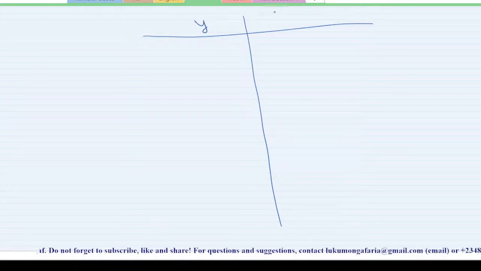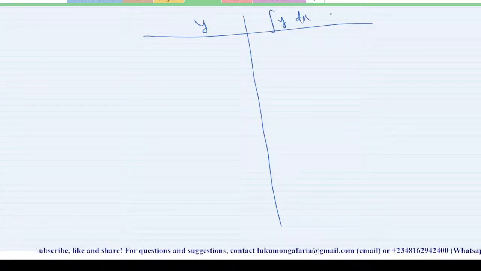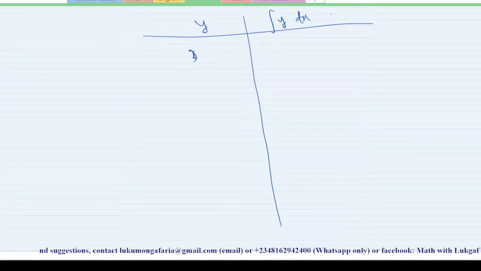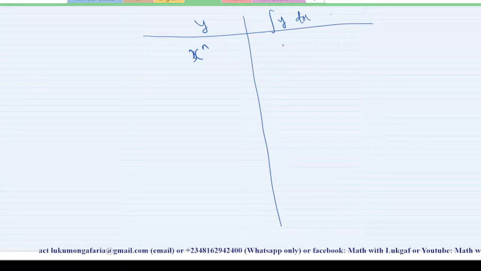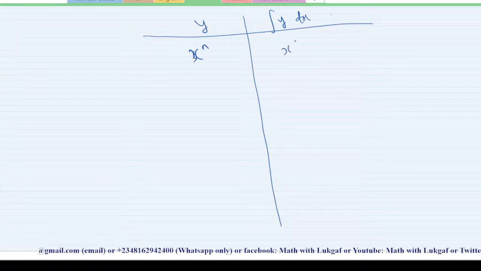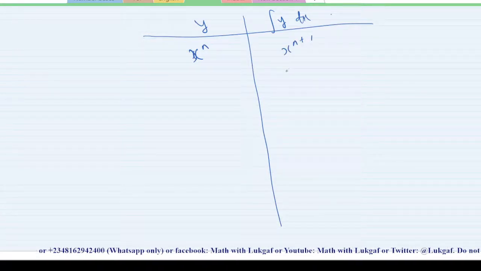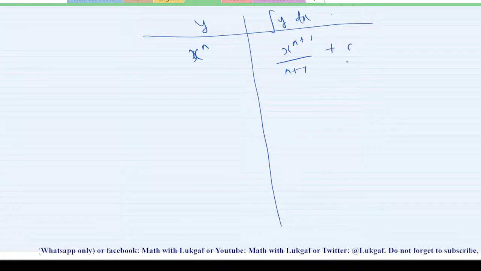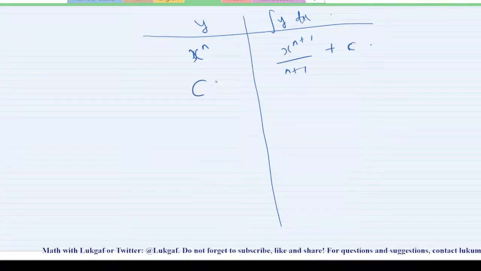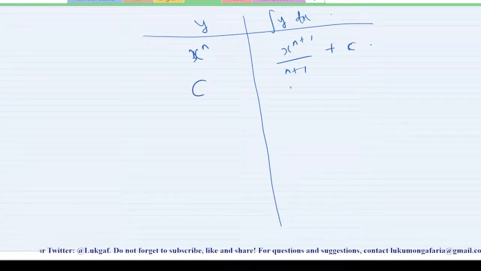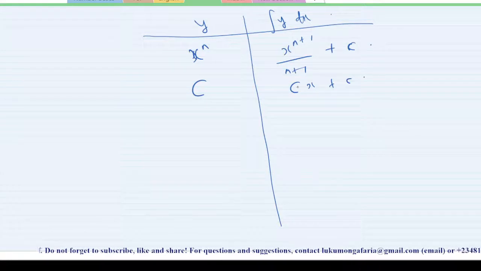If you have y, an integral of y with respect to x. The first one is when I have x raised to power n. Don't forget, the integral of x raised to power n is x raised to power n plus 1 divided by n plus 1, plus c. You understand? Another one is when you have a constant. The integral of a constant is you just add x to it.